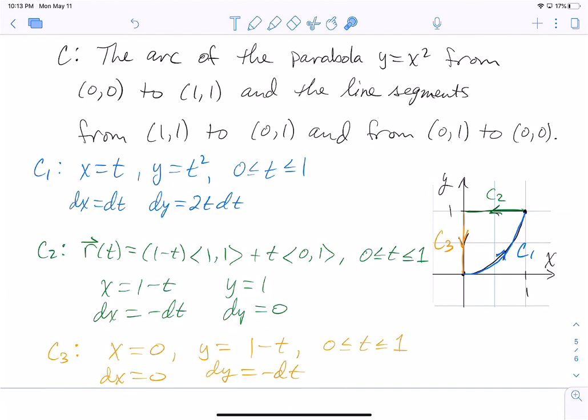dy is 0. By the way, y equals 1 along that horizontal segment should make sense because along the whole horizontal segment, y equals 1. Therefore, for C3, having x be 0 makes sense, and y is 1 minus t. Again, for C2 and C3, t goes from 0 to 1. For C3, dx becomes 0, dy becomes negative dt.